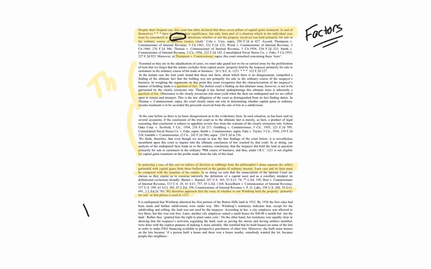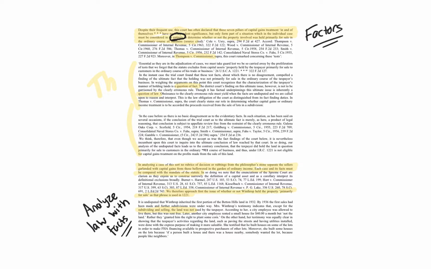This is where the court is finally going to analyze the law with the facts. So it's going to talk about these factors, talk about these requirements, and it's going to talk about the facts of this case and make a decision. Let's go ahead and read. It's undisputed that Winthrop inherited the first portion of the Benton Hills land in 1932. By 1936, the first sales had been made and further subdivisions were underway. Mrs. Winthrop's testimony indicates that, except for subdividing and selling, the land was not used by the taxpayer. So you can see that they focus on the subdividing and selling.